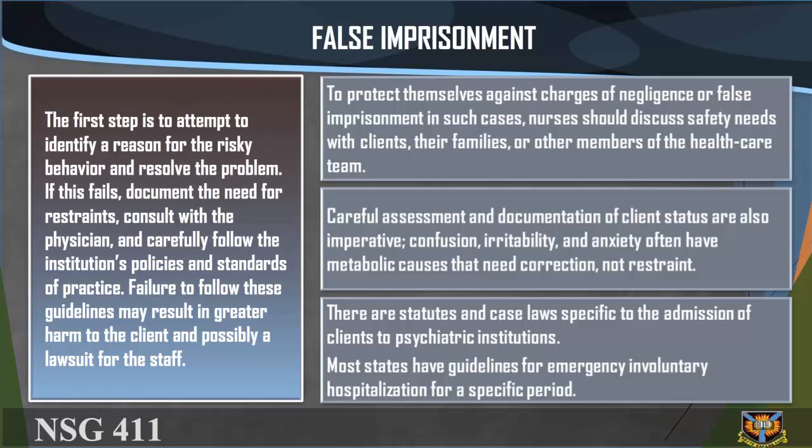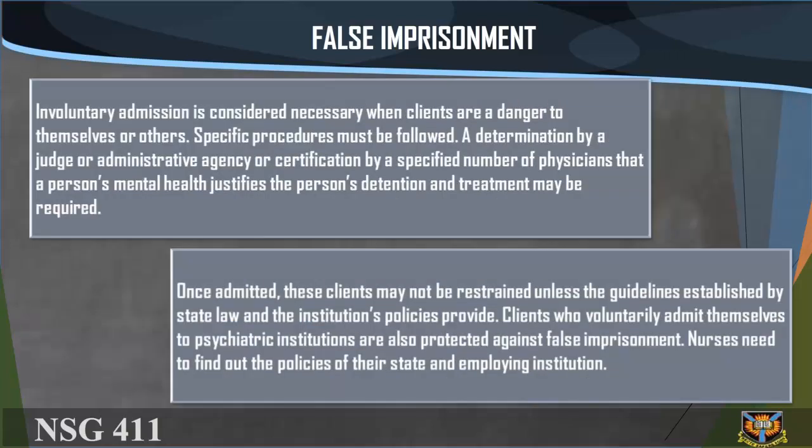There are statutes and case laws specific to the admission of clients to psychiatric institutions. Most states have guidelines for emergency involuntary hospitalization for a specific period. Involuntary admission is considered necessary when clients are a danger to themselves or others. Specific procedures must be followed. A determination by a judge or administrative agency, or certification by a specified number of physicians, that a person's mental health justifies the person's detention and treatment may be required.